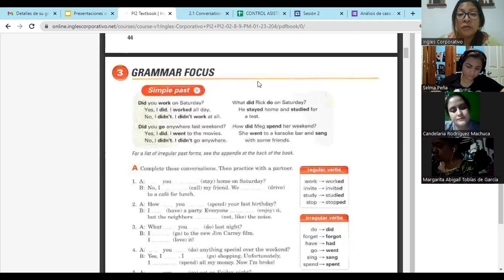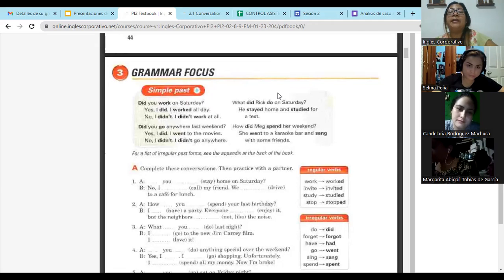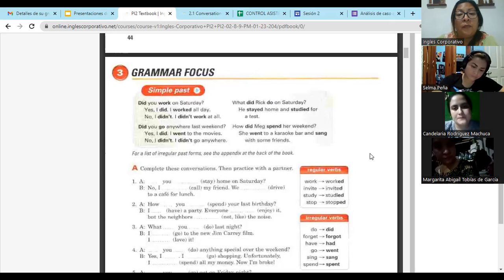Entonces, como siempre utilizamos el auxiliary, iniciamos con nuestro double H word. Then the subject. And the verb. Then it's the verb in the base form. And then the complement. W words.